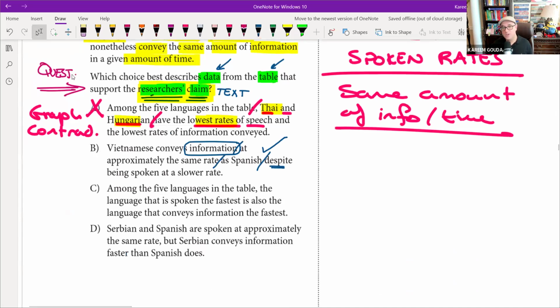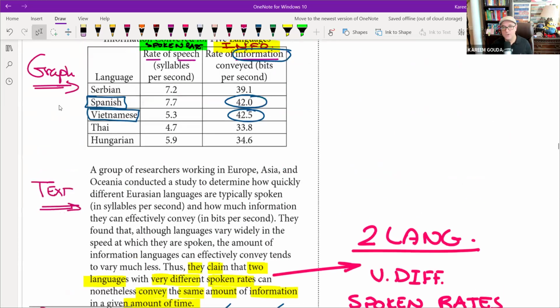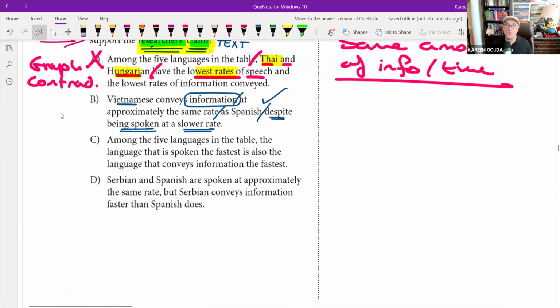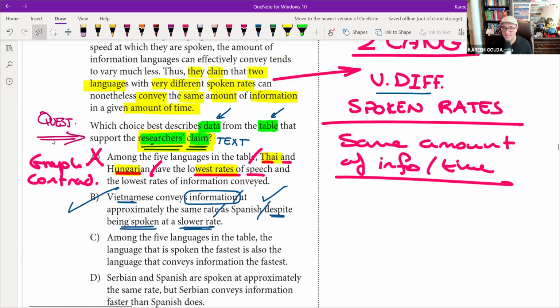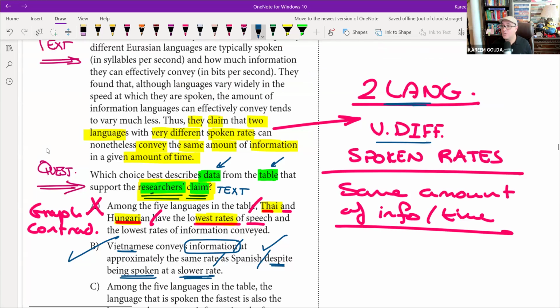Despite being spoken at a slower rate. Okay, let's take a look. Do they have different rates? Spanish has a higher rate than Vietnamese, so Vietnamese has a slower rate than Spanish, so B is perfect. Now look at the note we wrote here. We're looking for answers for two languages. Answer B has two languages, right? Vietnamese and Spanish, that have very different spoken rates. These two have different spoken rates, that's true, but have the same amount of info. They have information at the same rate. So B is actually perfect.